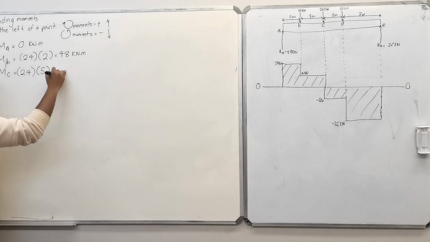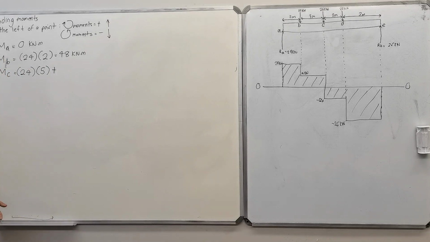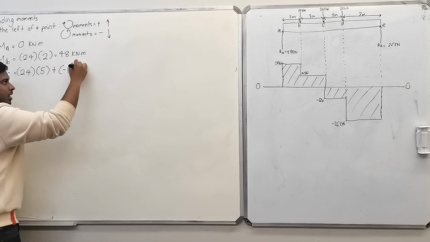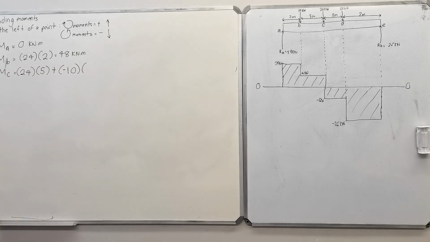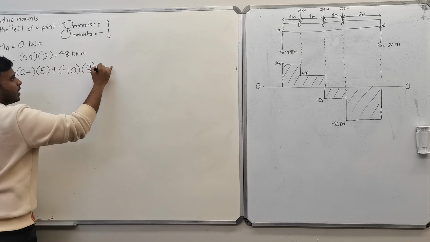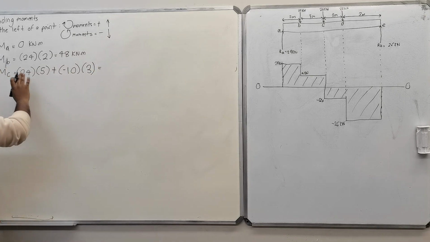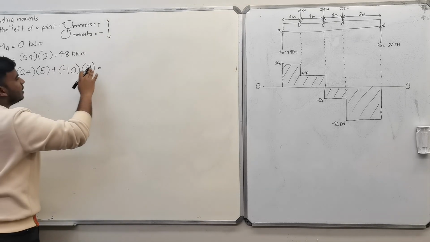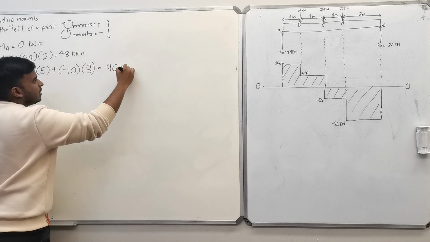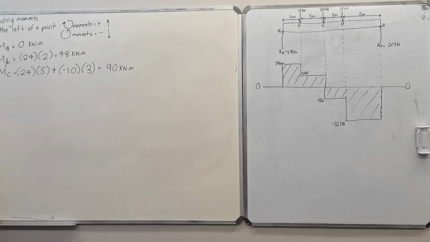Right? Plus, now down we said is a negative force, so it will be negative 10 times how far away is that 10 from the C? 3 meters. And this would be equal to 120 minus 30, which is 90. Yes? Let me do this on the left, and then I'll show you if you could have done it to the right. It will be the opposite things observed, but I'll do it after.